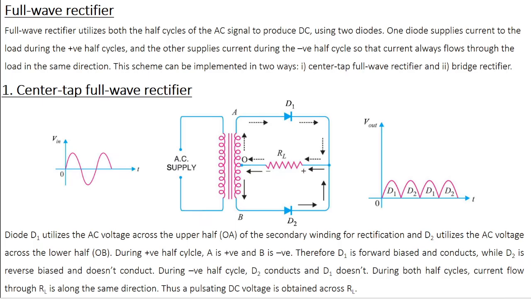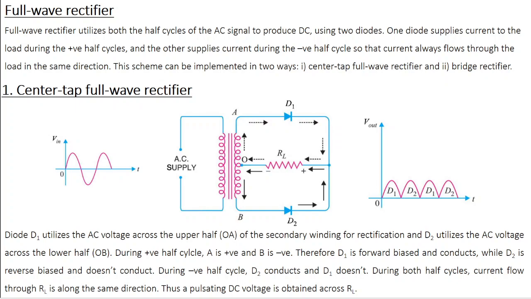Moving on to the full wave rectifier. As I said, in the case of a half wave rectifier, since we are exploiting only the positive half cycles, the efficiency is pretty low. So the full wave rectifier utilizes both half cycles of the AC signal by using two diodes. Here one diode supplies current to the load during the positive half cycle, and the other supplies current to the load during the negative half cycle. So you are utilizing both half cycles. And the current always flows through the load in the same direction, and thus you get a pulsating DC.